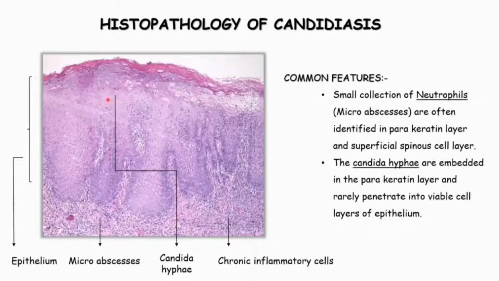The candidal hyphae embedded in the parakeratin layer rarely penetrate into the viable cell layers of the epithelium unless the patient is immunocompromised.